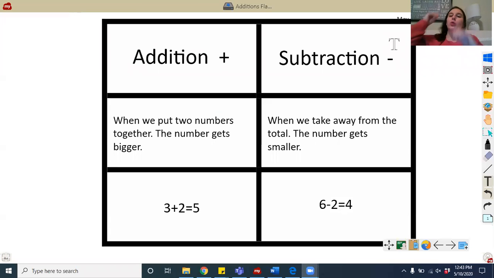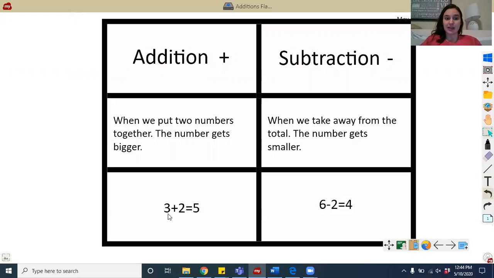Now, before we get started on our addition flashcards, I wanted to show you a chart that I made to help better distinguish when you should do addition and when you should do subtraction, or what exactly is addition and what exactly is subtraction. So here you can see in my addition chart, it says when we put two numbers together, the number gets bigger. So it's when you put two smaller numbers and your total gets bigger. So let's go ahead and look here.